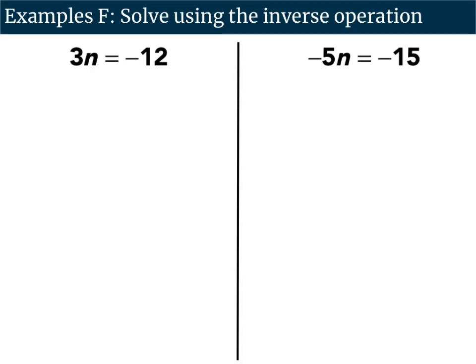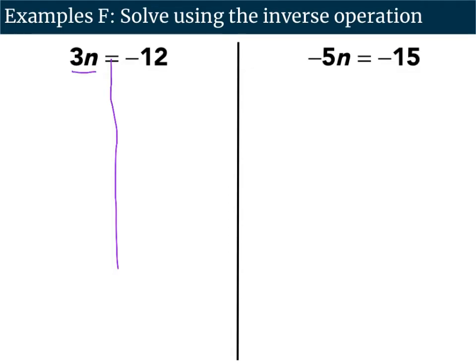So here we are at example F, and I've got 2 different problems to solve without a visual representation. I have 3n is equal to negative 12, and negative 5n is equal to negative 15. So I'm going to start by drawing my wall on my left-hand problem. Now I need to remember what is my inverse operation. Since I see 3 next to the n, I know that's multiplication. So I need to do the opposite of multiplication, which is division.